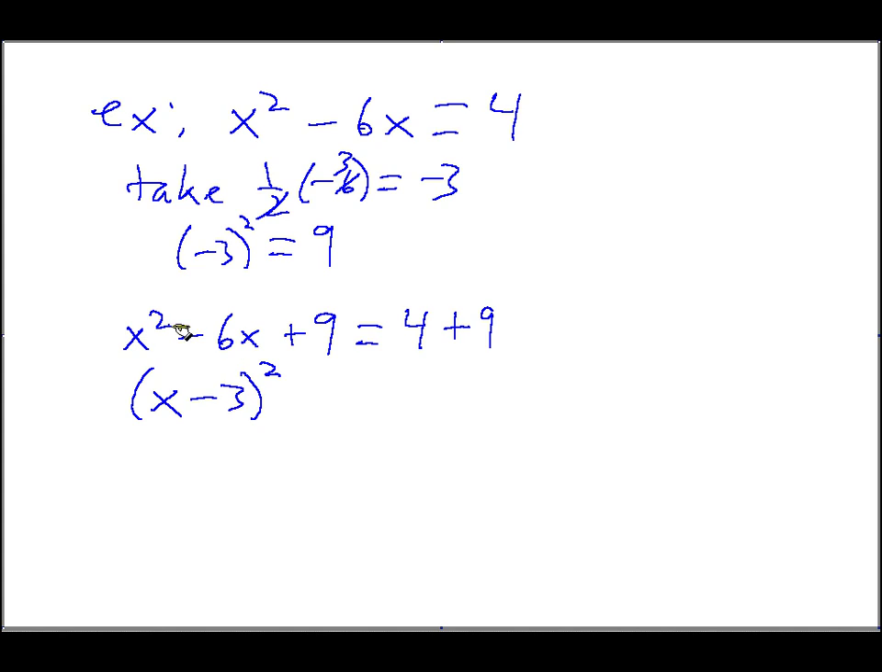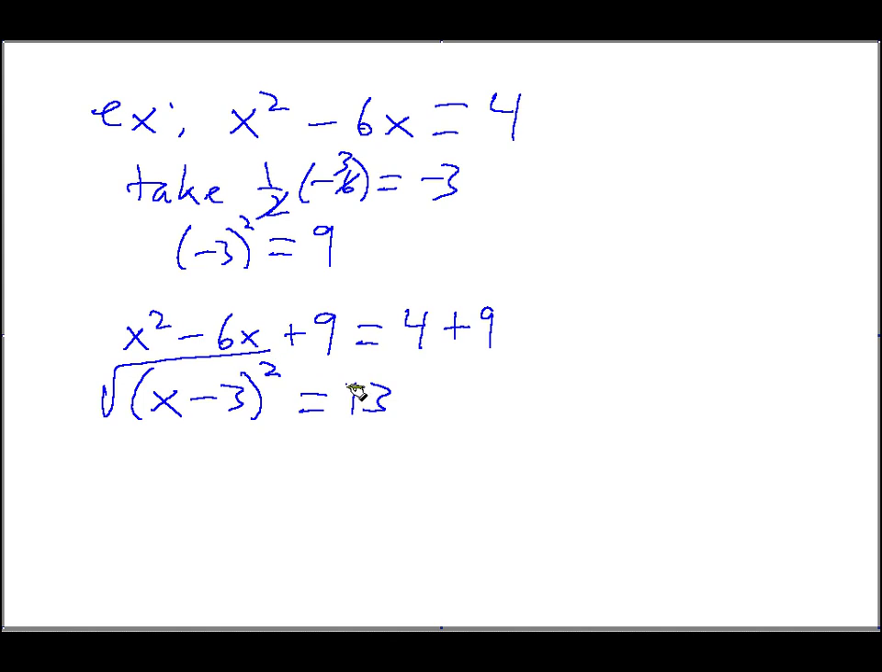The number that goes into the factoring of this perfect square trinomial is going to be what? Half of this x coefficient. So x minus 3 quantity squared. And notice that negative 3 is half of negative 6. Equal to 13, 4 plus 9. Okay. Are we good on that?